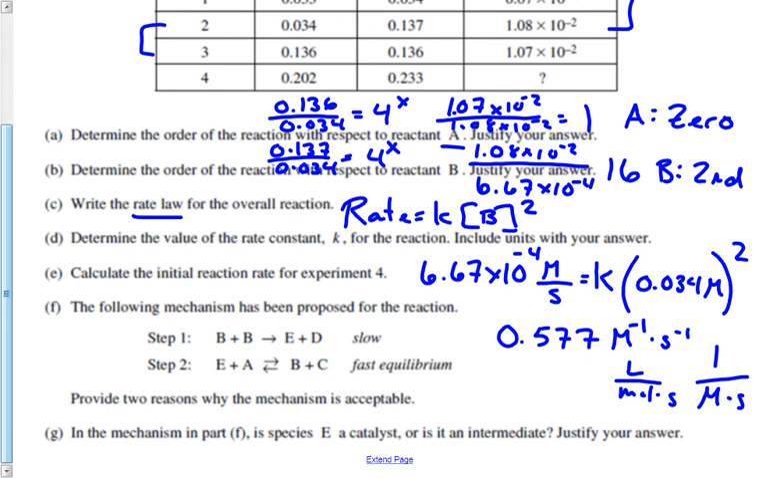That's 2 points, always. One for the answer, one for the unit. Remember, it's liters over moles, one less than the overall order. So because those are ones, it's one less than 2.